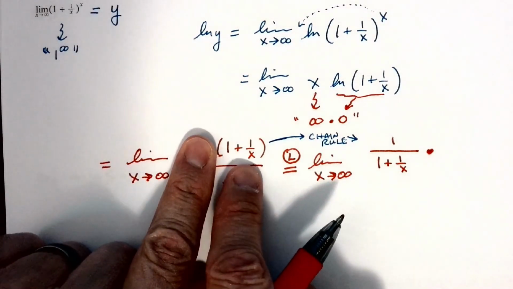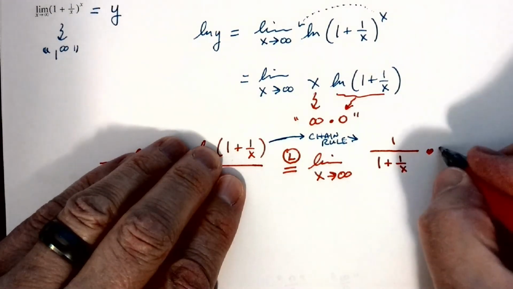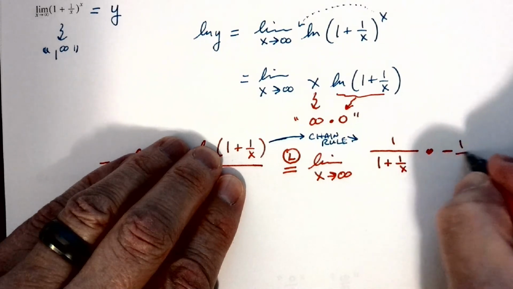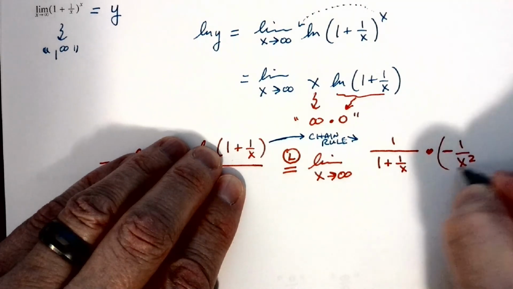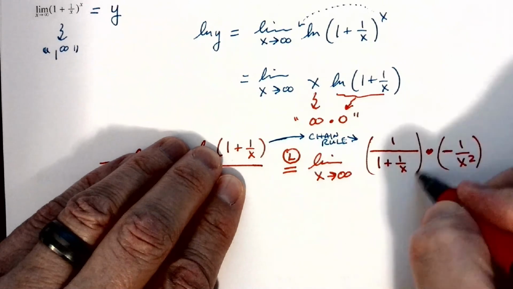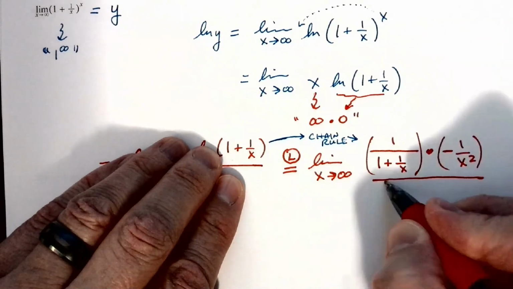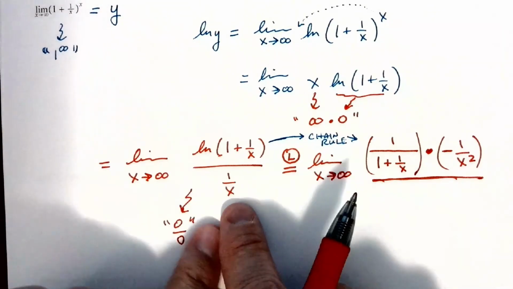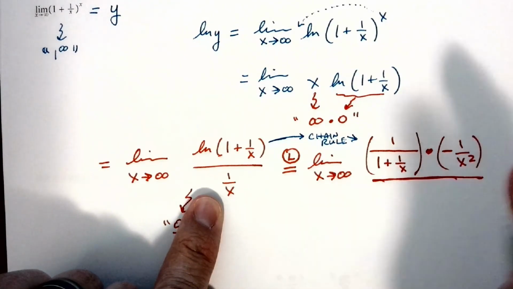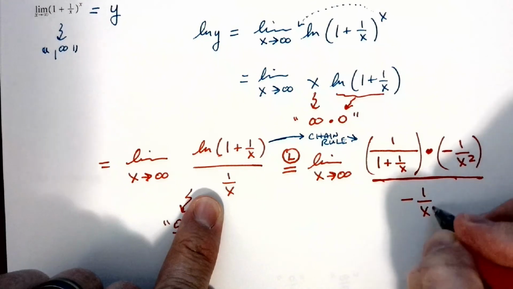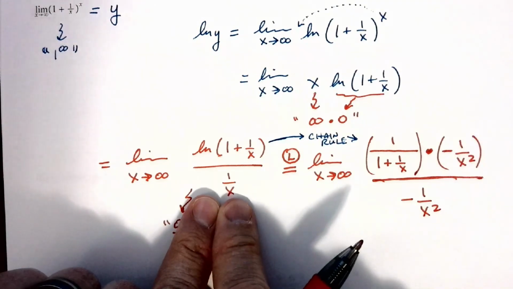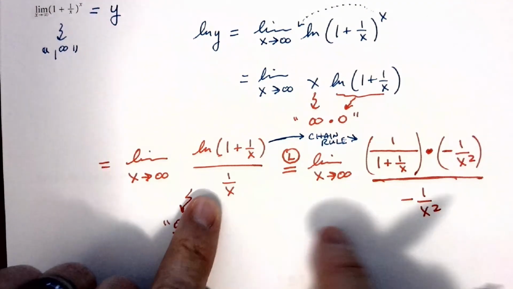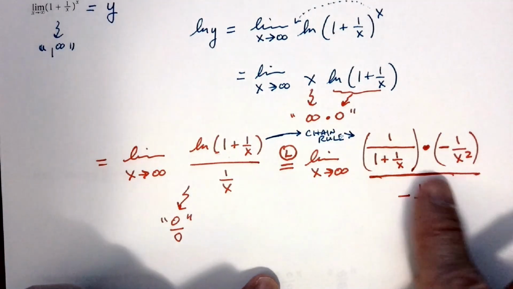Derivative of 1 is 0. Derivative of 1 over x, we've seen several times, is what? Negative 1 over x squared. I'm emphasizing multiplying those two together. So that was the chain rule to get the derivative of the top. Now, derivative of the bottom is just 1 over x. Hey, we know what that is. That's negative 1 divided by x squared again, right? Remember, this is x to the negative 1 power. Derivative of that is negative x to the negative 2.